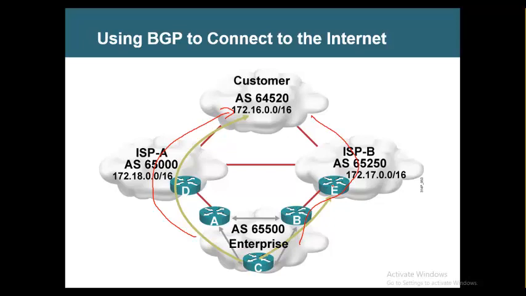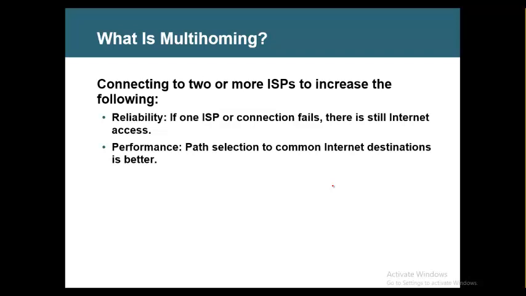So load sharing is possible, redundancy is possible. ISP B is in standby, providing high availability. The enterprise will always have connection to customers. You will not lose connectivity. So multi-homing is good. See, this is another reason why you need multi-homing: reliability. If one ISP fails, meaning the connection to one ISP fails, you will still have access to the internet. The enterprise will still have connection to customers via another ISP.